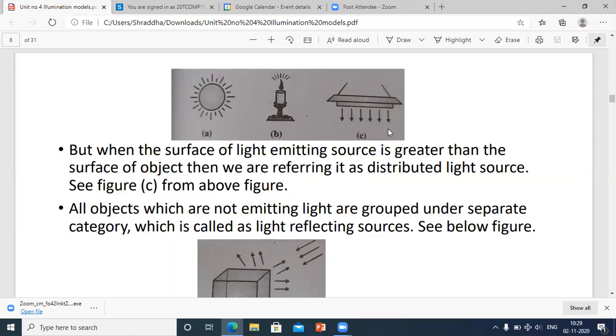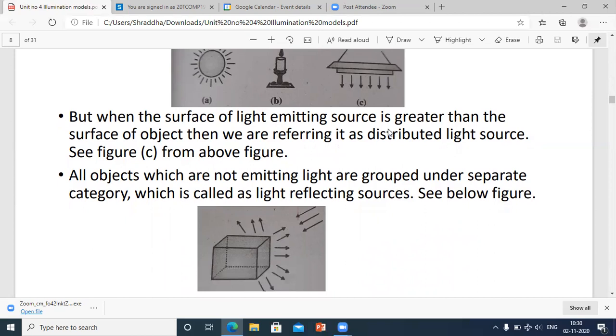And all objects that are not emitting light are grouped under a separate category which is called light reflecting sources. Means what? This is a box, empty box or a filled up box. Is this box going to produce any light, or is it going to give you any illumination? No. If you glow a torch on this particular box, what will this box do? It will reflect the light. The meaning of this point is objects that are not emitting light are categorized under the reflecting source category.